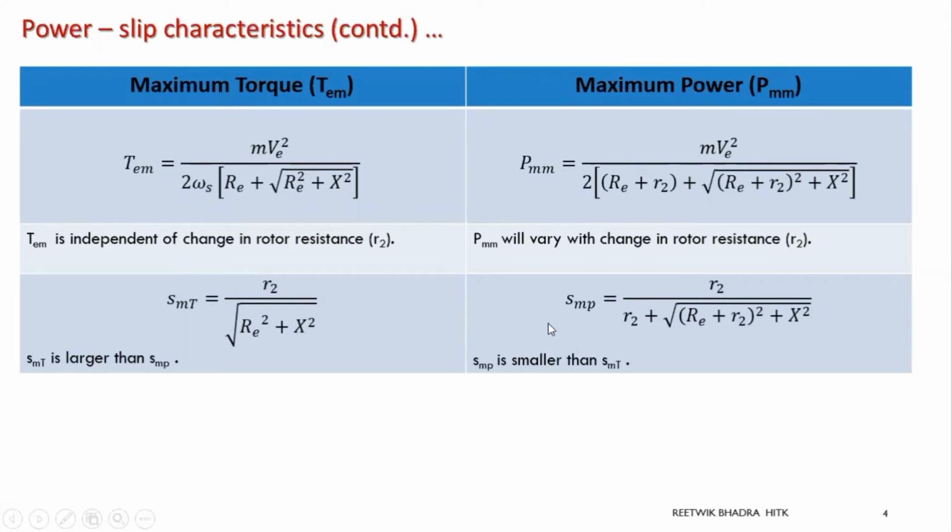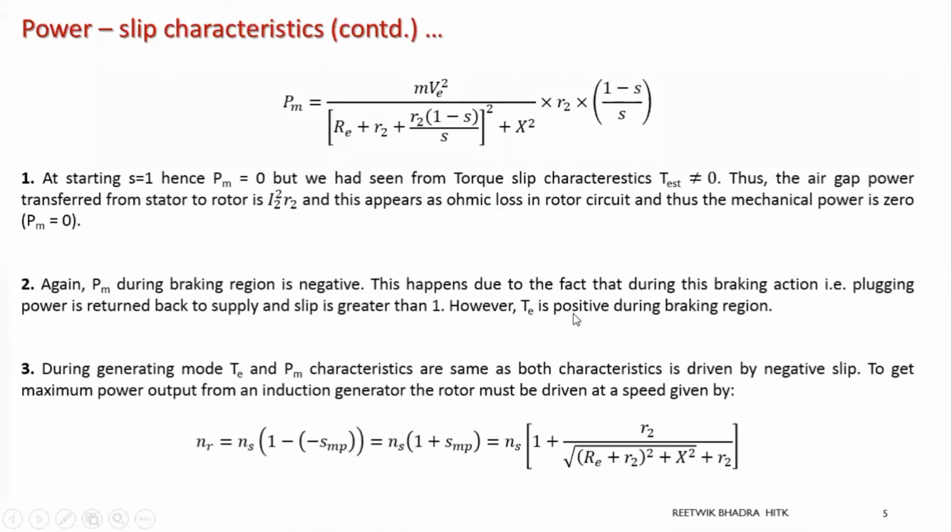This can come as an MCQ: which is smaller, SMP or SMT? SMP is smaller than SMT because of this formula. So these 2 points are very important: the dependency upon rotor resistance, and which of SMT and SMP is greater or smaller. This is the comparison that can be made between maximum torque and maximum power.